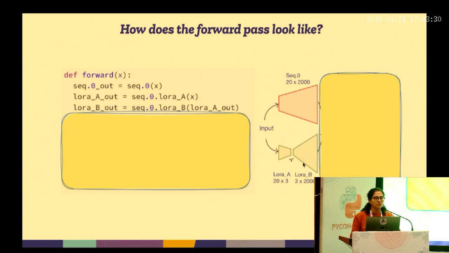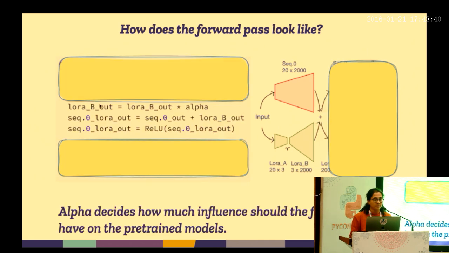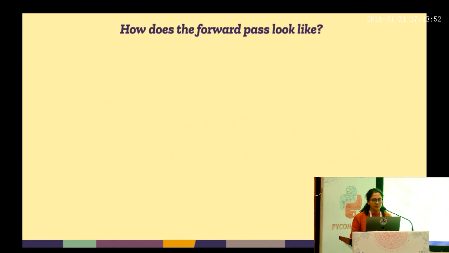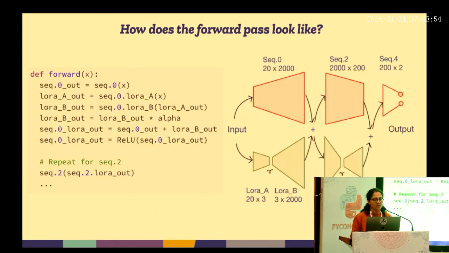Basically, when it is going, it means that it's getting multiplied. LoRA A and LoRA B get multiplied, right? So here we are here, and right now in this forward pass we are over here, right? Now the next part is to do element-wise addition with a factor of alpha. So alpha is going to decide how much your adapters are going to influence the whole fine-tuning process, right? And then the entire forward pass looks like this. You repeat this for sequence 2 and so on, right?